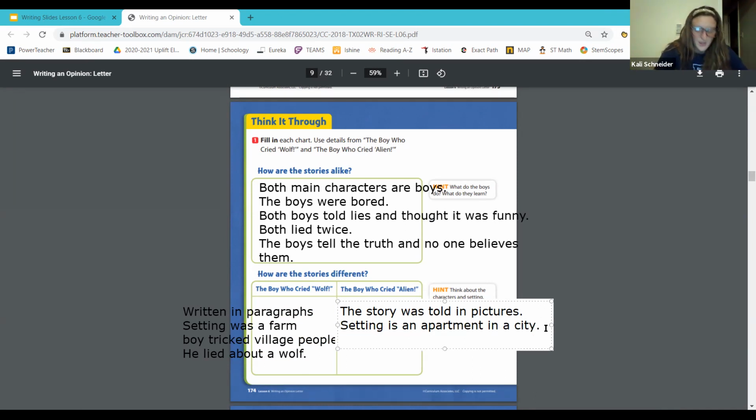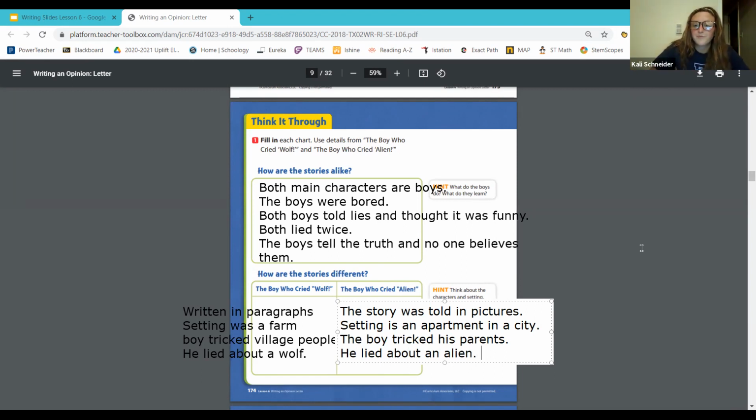We know the boy was tricking his parents this time. So the boy tricked his parents. And then the other boy lied about a wolf, and this boy, he lied about an alien.